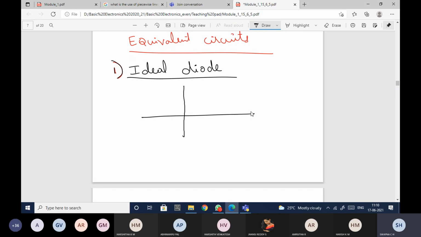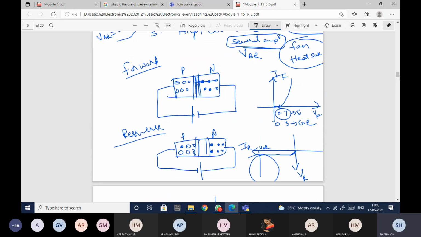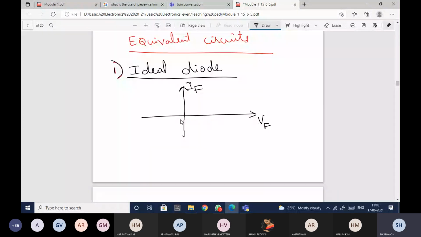So how will be the ideal characteristics? Can anybody tell me? Will there be any voltage drop across the device? Take the same circuit. I will only explain you. Ideal case, what it means is when it is reverse bias, there should not be any current flow. Even though you are increasing VR, your current should not flow. That is the ideal diode characteristics when it is reverse biased.